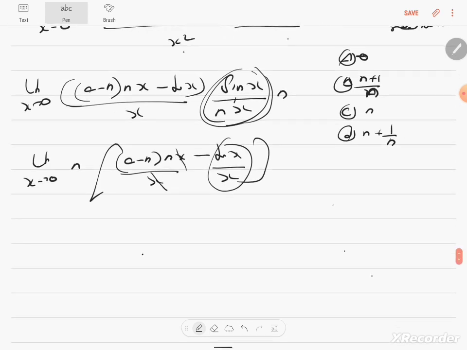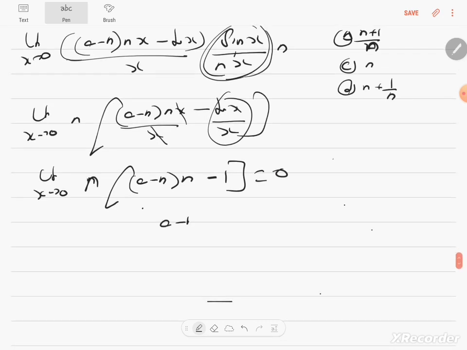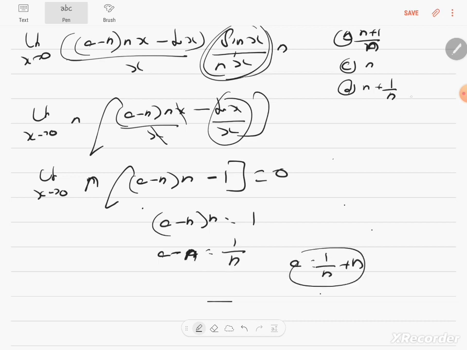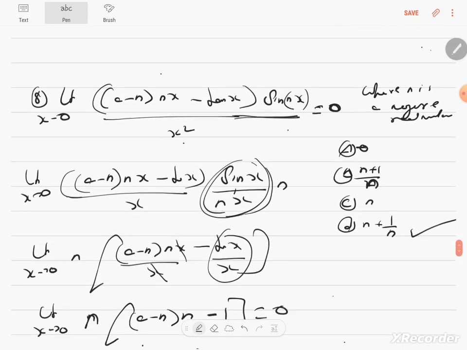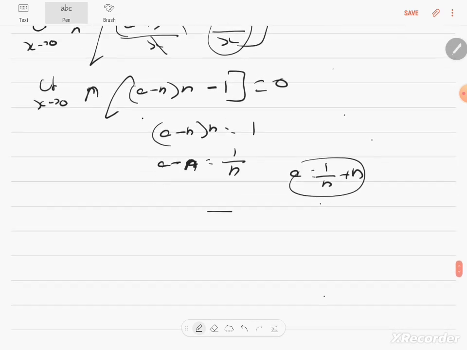Let's split this up, and this itself is 1. The x and x will get cancelled, limit x tends to 0, n into a minus n into n minus 1. And if this is equal to 0, the n will become obviously 0. So a minus n into n is equal to 1. You have to find what is a from here. So a is equal to 1 by a minus n is equal to 1 by n. So a is equal to 1 by n plus n, and therefore D is the right answer. Beautiful sums, okay. So let's go to next question.